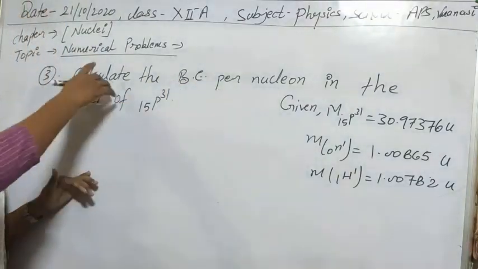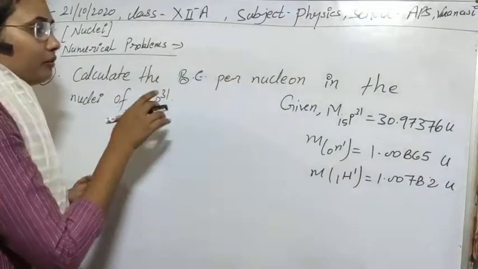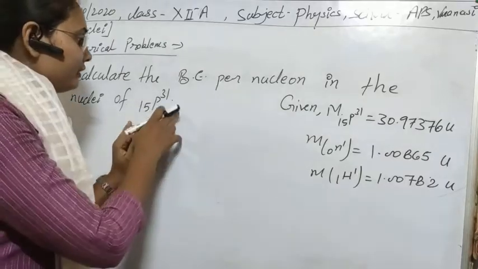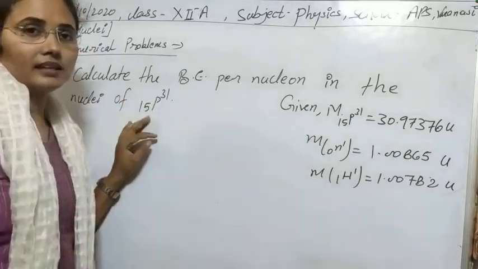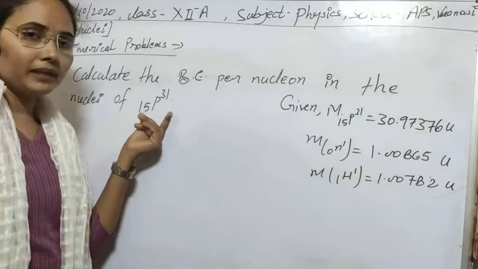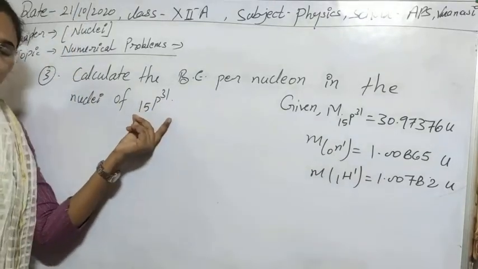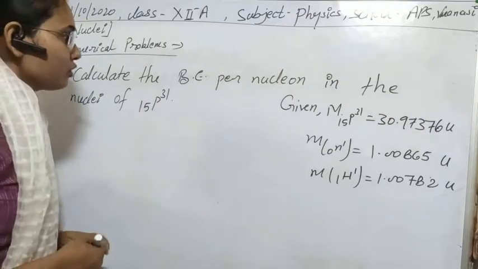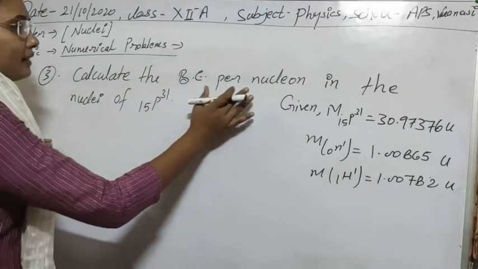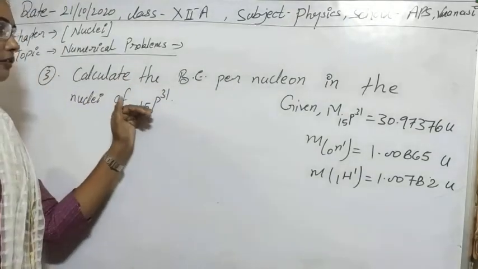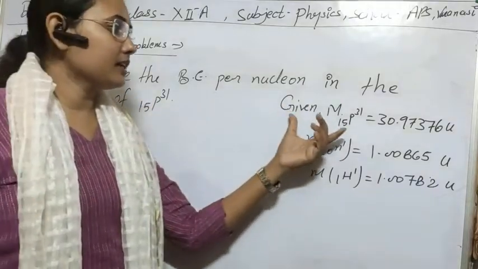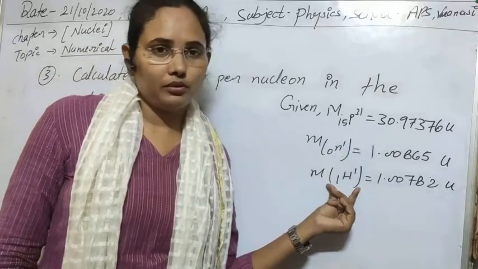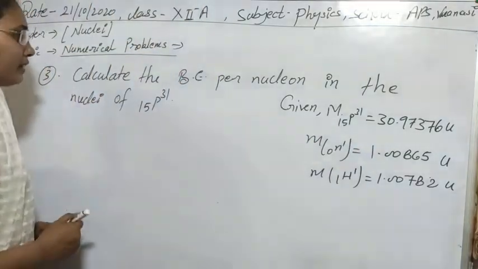So we can calculate the binding energy per nucleon for any atom or nuclei, and with the help of this calculation we can say whether this nuclei will be stable or unstable. So here the question is: calculate the binding energy per nucleon in the nuclei of phosphorus. Simple. And this data has been given here: the mass of phosphorus, mass of neutron, and mass of proton.